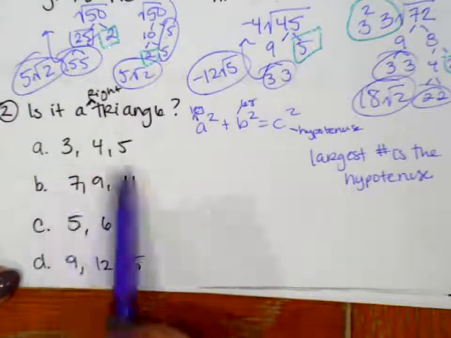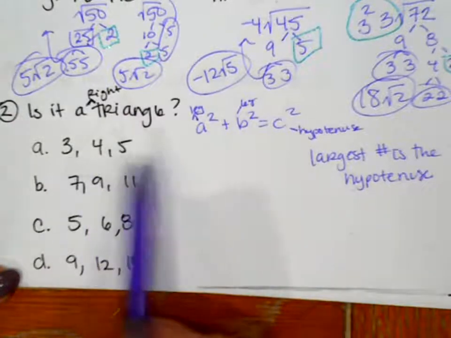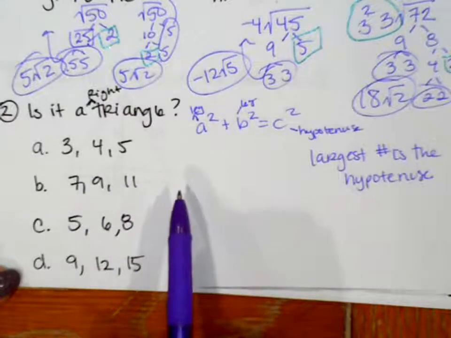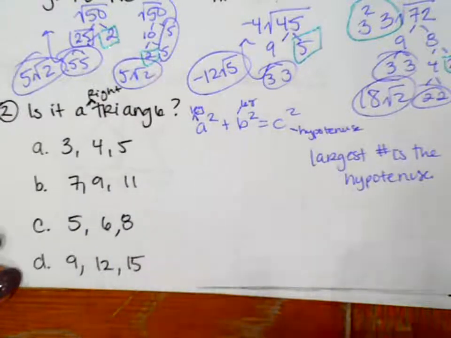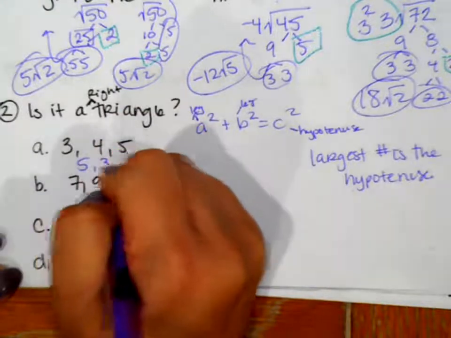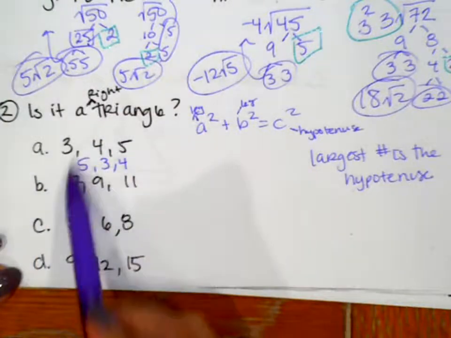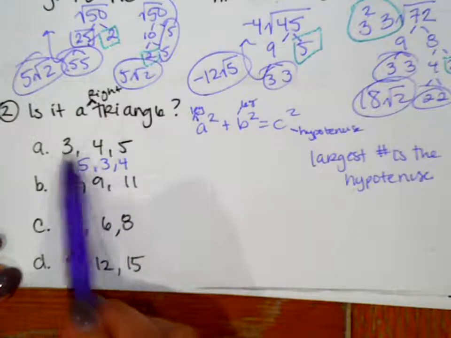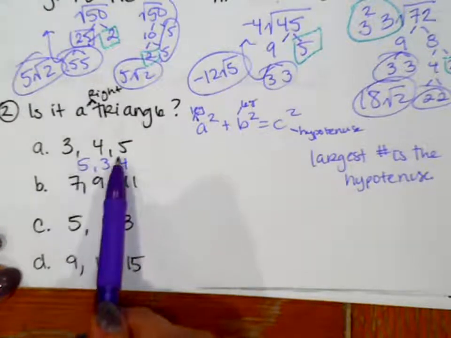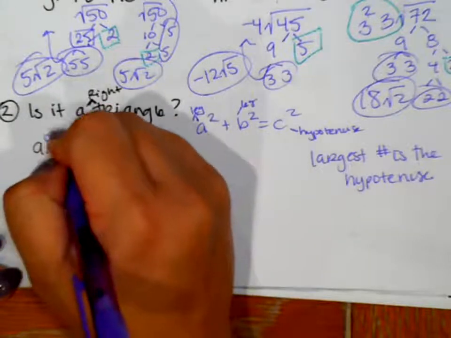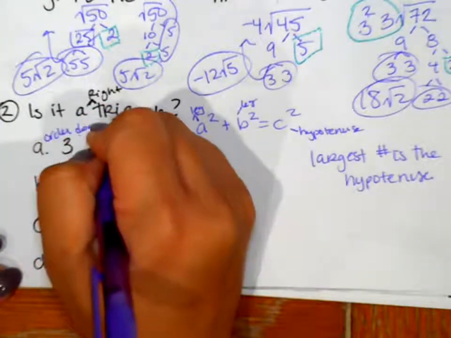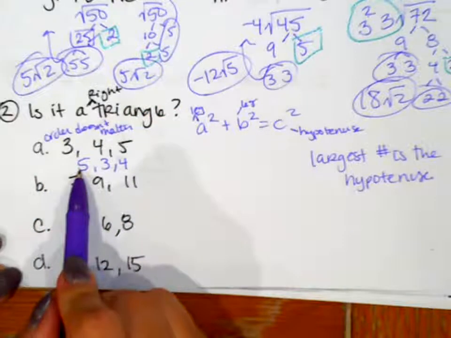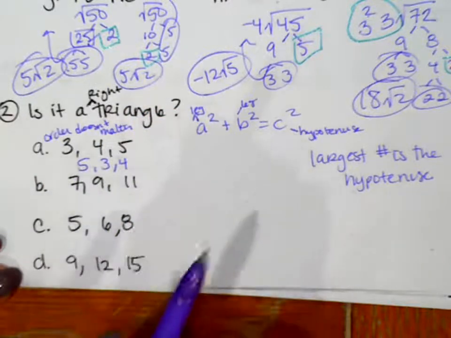So these are all in nice little order for you because it's 3, 4, 5. 5 is the largest. 7, 9, 11. 11 is the largest. Do not get into that trick tomorrow on the exam. If this was written 5, 3, 4, 5 is still the biggest number out of this trio. That guy's your hypotenuse, regardless of where he falls here. So again, order doesn't matter. The biggest one is always your hypotenuse. Don't forget that for tomorrow's test.